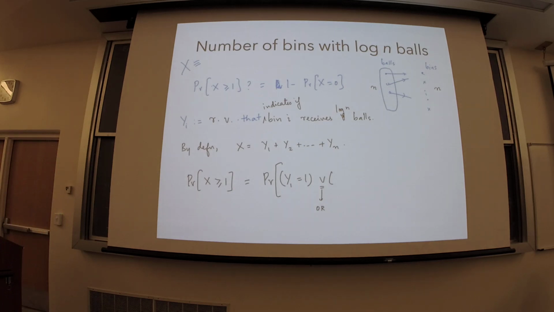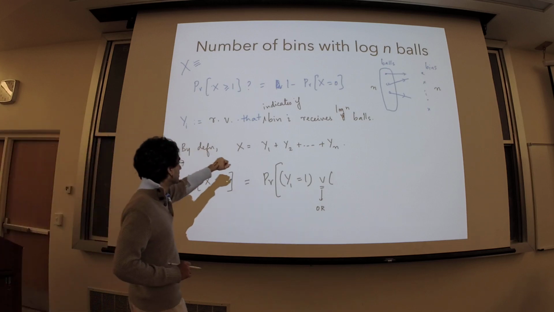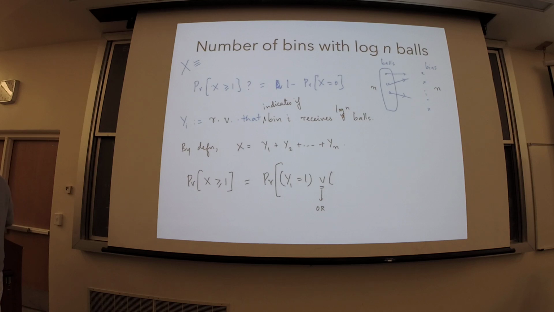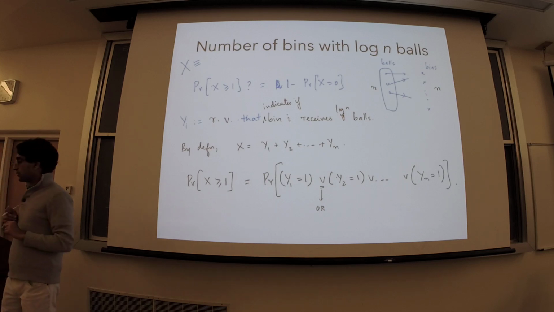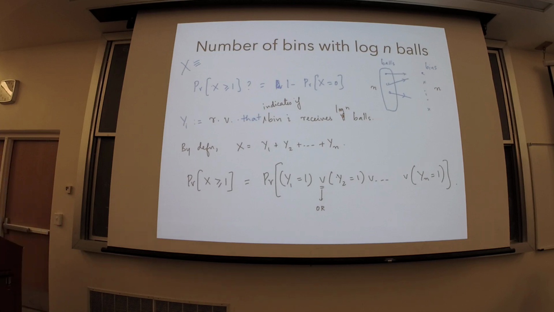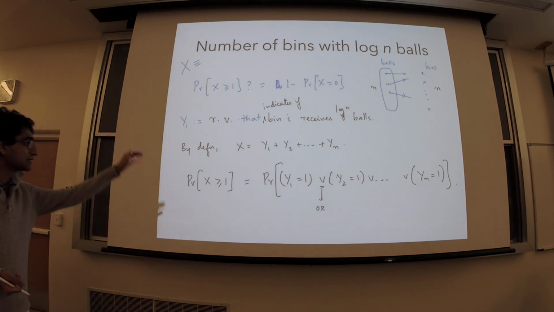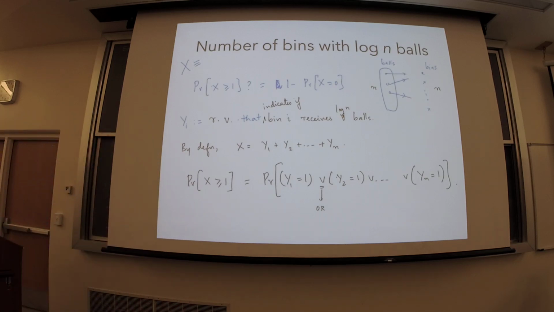We always define one random variable, which is x, as a sum of simpler random variables, and in this case y is a simple random variable. And then we have the probability that x is at least 1, which is the probability that y1 equals 1 or y2 equals 1. Even if one of them is equal to 1, then your x would be bigger than or equal to 1. So this is what we want to look at.